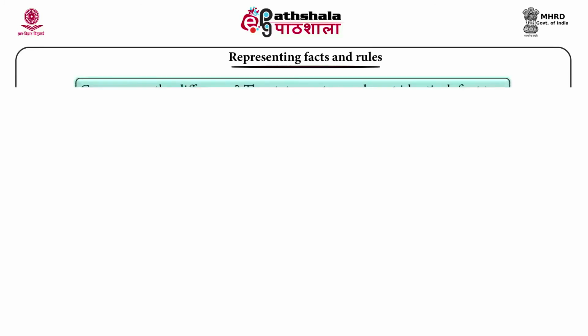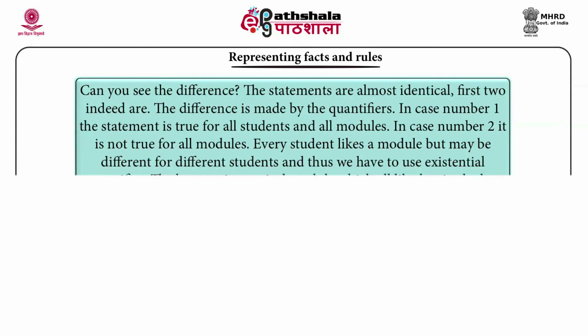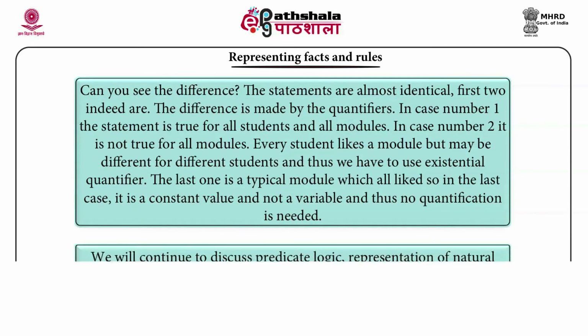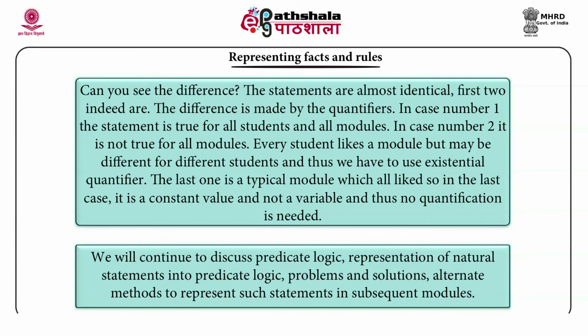Okay, so you can see that y in case number 1 was universally quantified, because it is true for all of the modules. In case number 2, it is existentially quantified, because it is true for some of the modules and not for all. And the last one is not quantified at all, because it is true for only one constant value which you can directly represent; you do not need a variable. So, these are 3 important statements which clearly indicate the difference between these 2 quantifiers and a constant value. With that, we will come to the end of this particular module.